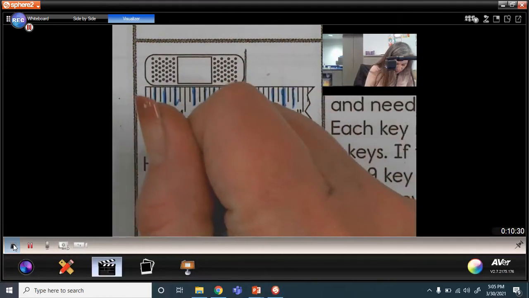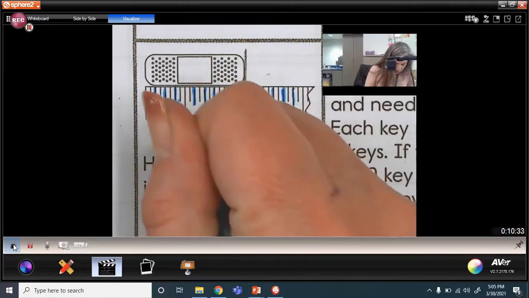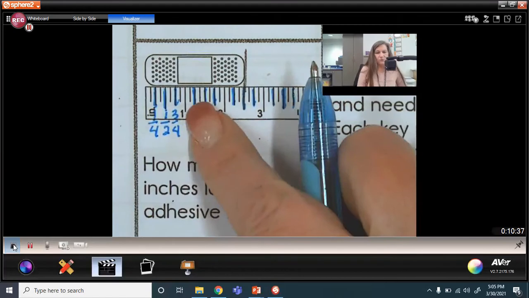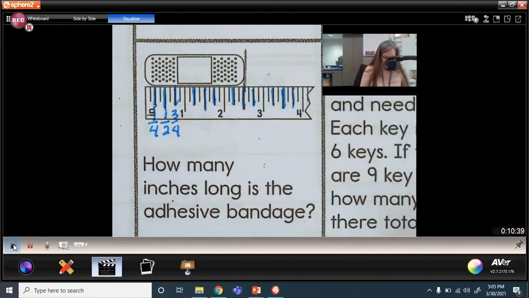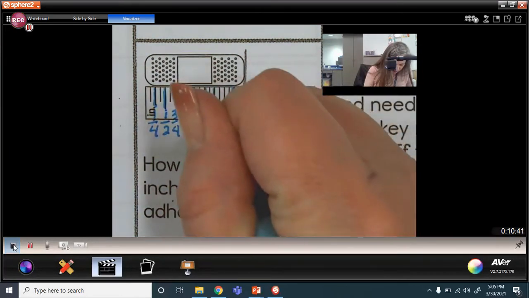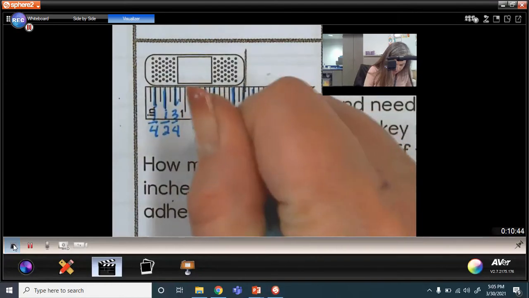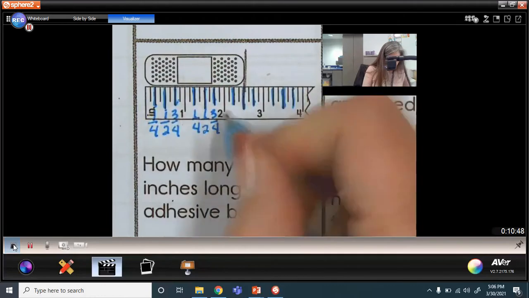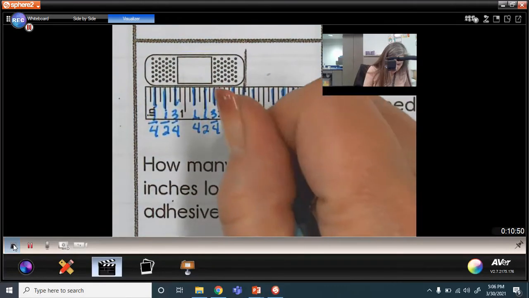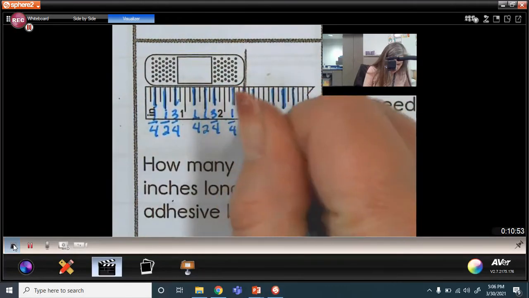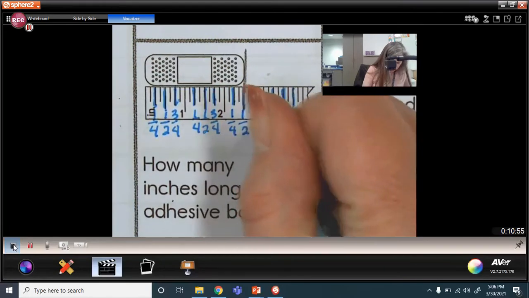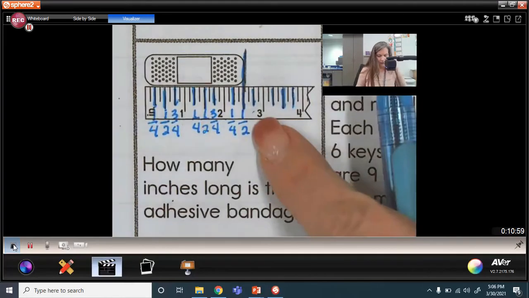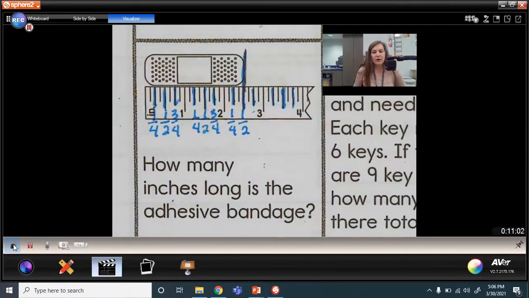So this would be 1/4, 2/4, which is half, and 3/4. Remember, 4/4 would be 1 whole. Then you have 1/4 again, half, and 3/4. And then you have 2 whole. And then you have 1/4 and half and 3/4. But since we are stopping here, I'm going to stop there when we go to write our measurement.